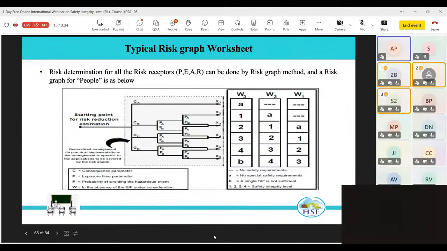So a typical risk graph is shown here. Risk determination of all risk receptors, PEAR, can be done by the risk graph method. The risk graph of people is as below. This particular slide shows the risk graph as applicable to people, that means persons, this risk receptor as person.